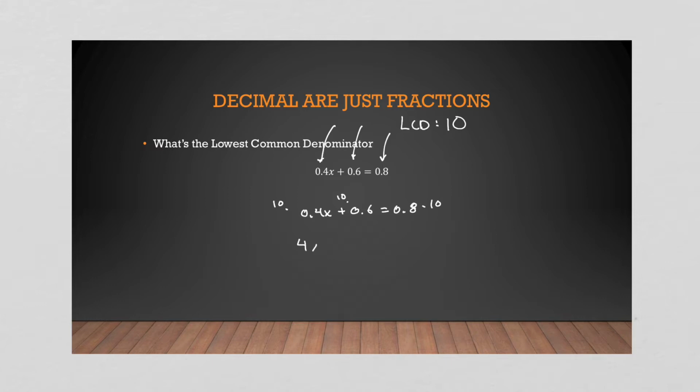So now we have 4x plus 6 equals 8. That's way easier to deal with than all those decimals. And now it's just minus 6 minus 6. 4x equals 2. Divide by 4, divide by 4. x equals 2 over 4, which is 1/2. So get rid of those decimals and then life becomes quite a bit easier.